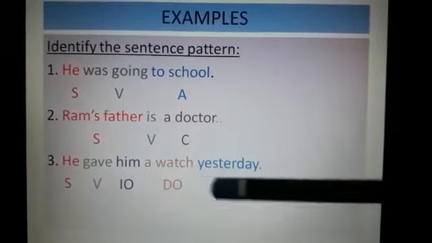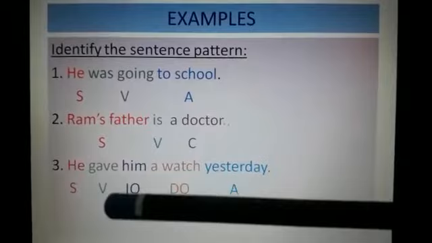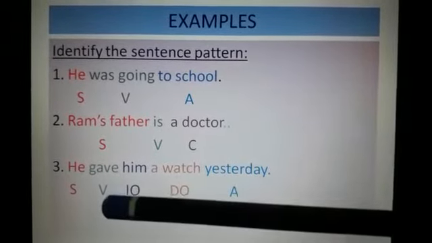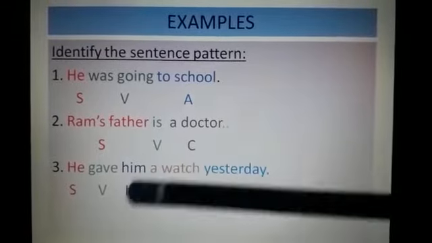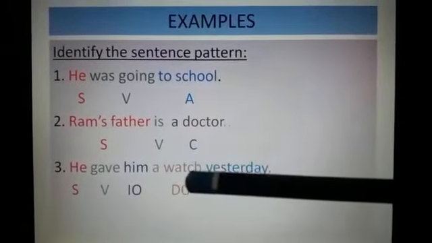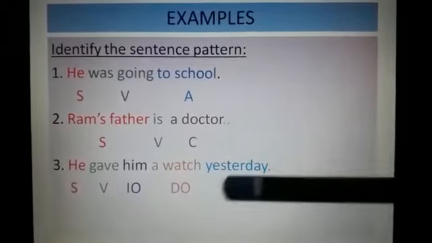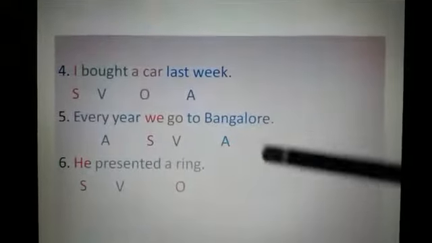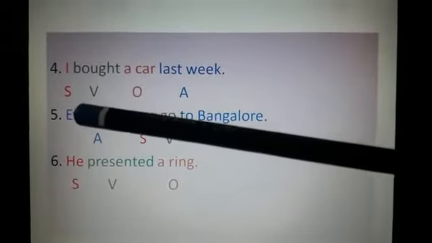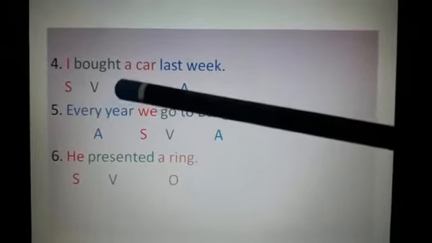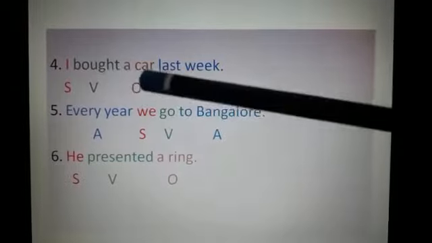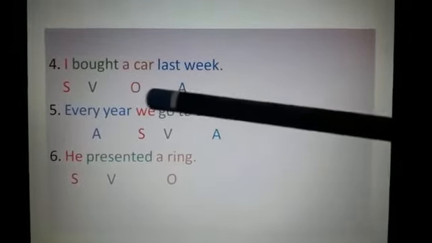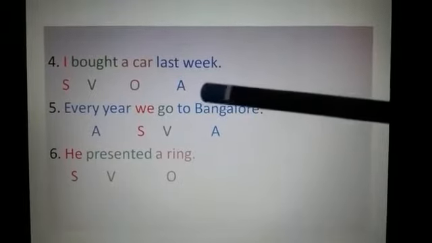He gave him a watch yesterday. He is a subject, gave is the verb, an action. To whom did he give? To him, so it becomes an indirect object. What did he give? A watch, so it becomes a direct object. And when did he give? Yesterday, so it becomes an adjunct. Fourth one, I bought a car last week. I is a subject, bought is an action verb. What did I buy? A car, that is the object. When did I buy? Last week, so it becomes an adjunct.